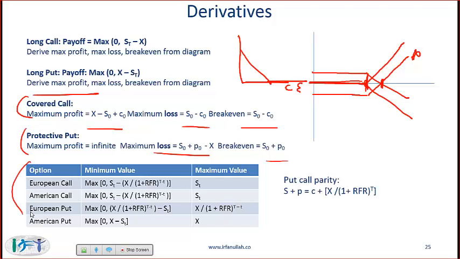Also, I would say that you should learn the minimum value and maximum value on these various options: European call, American call, European put, American put. So these are also quite important. And then know the put-call parity formula. So these are all type 3. If you can get the intuition, well and good, but definitely know the formula.